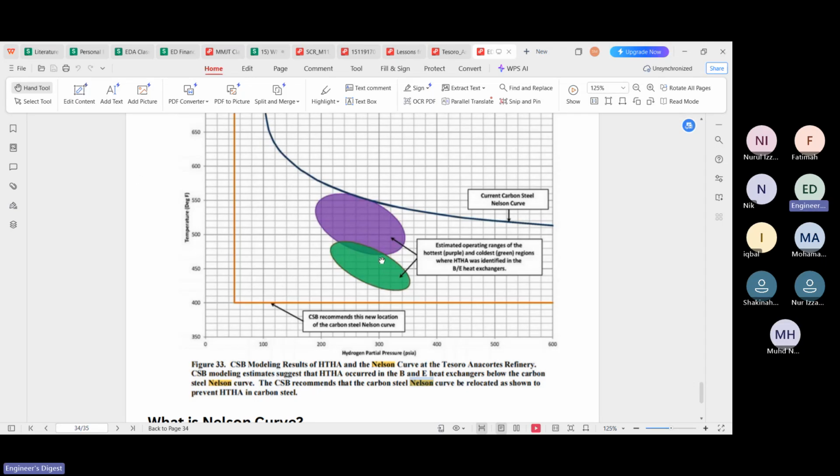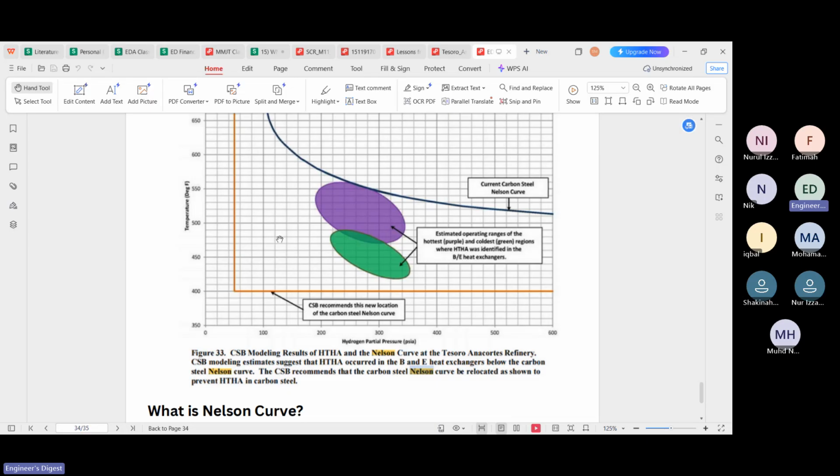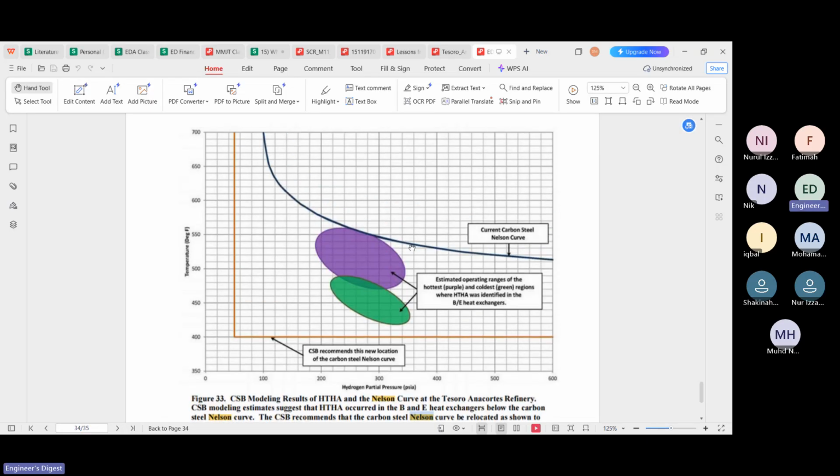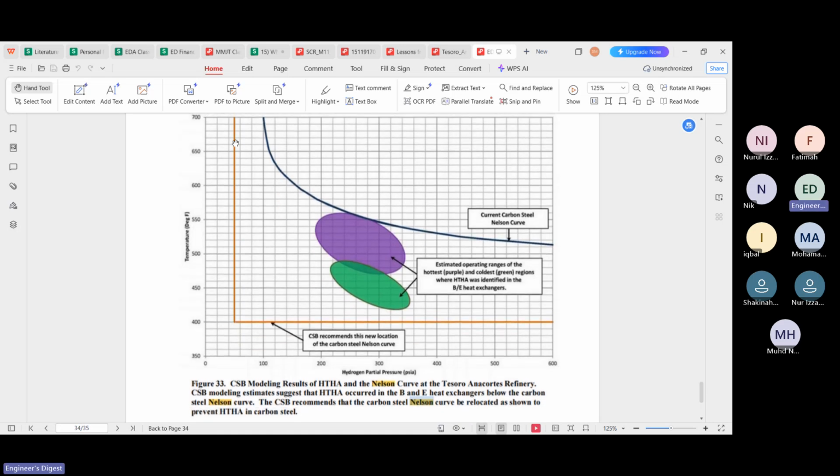Okay, so it still happens. High temperature hydrogen attack still happens, although by temperature and by partial pressure, it is below the Nelson curve. So CSB says that this curve is not conservative enough. So for carbon steel, CSB drew a new line.